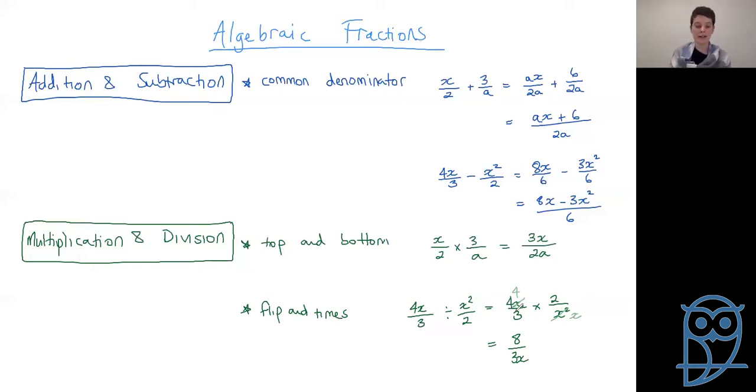What we've talked about here actually touches on equivalent fractions as well, because when we were doing the addition and subtraction, we were making equivalent fractions. x over 2 is the same as ax over 2a. Those are equivalent fractions. 4x over 3 is the same as 8x over 6. x squared over 2 is the same as 3x squared over 6. So it's the same sort of thing. Where you would multiply top and bottom by a number, you can also multiply top and bottom by a letter. It's exactly the same process, because at the end of the day, you're working through the same thing.